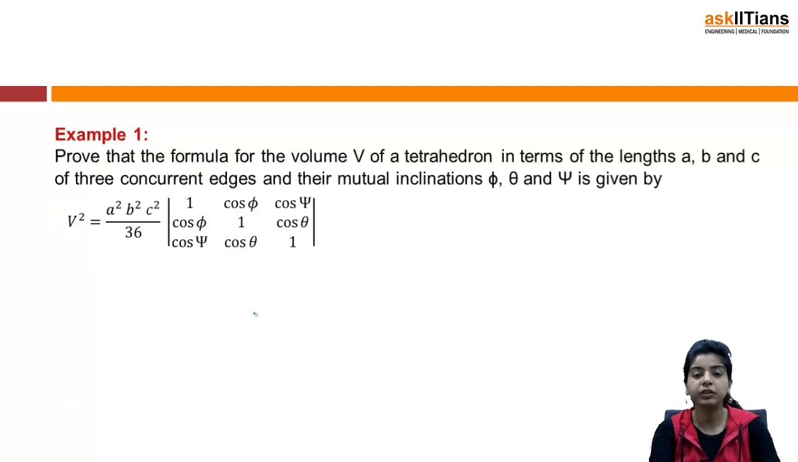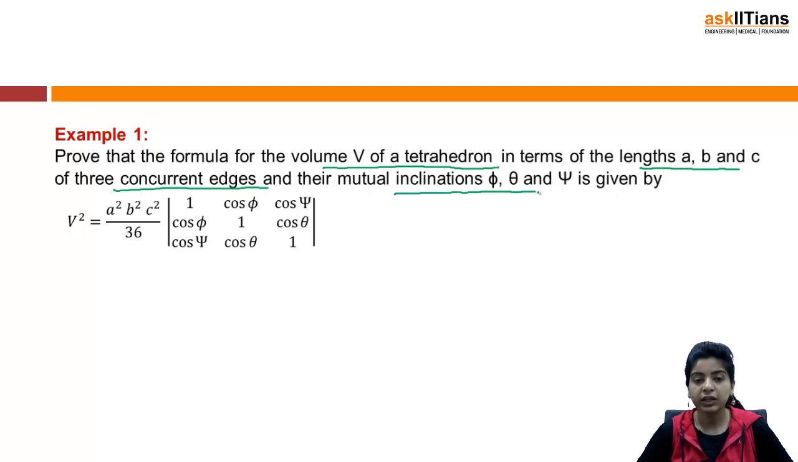Now we have a question based on these concepts, that is scalar triple product, vector triple product and reciprocal system. Prove that the formula for the volume V of a tetrahedron in terms of lengths a, b and c of three concurrent edges and their mutual inclinations phi, theta and psi is given by V squared is a squared b squared c squared by 36 times this quantity. So how do we proceed in this question? If you remember, we have already discussed the properties and the formula for finding the volume of a tetrahedron. So this question in fact is quite simple.